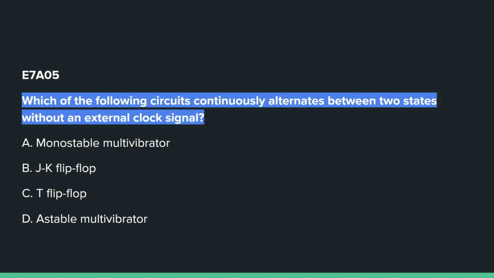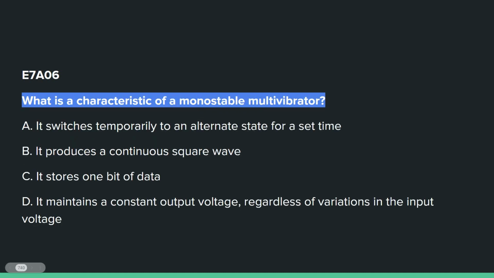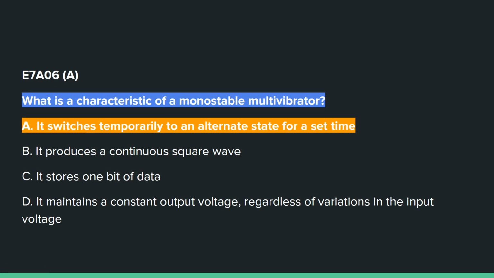E7A05, which of the following circuits continuously alternates between two states without an external clock signal? That's D, an astable multivibrator. E7A06, what is a characteristic of a monostable multivibrator? A, it switches temporarily to an alternate state for a set time.